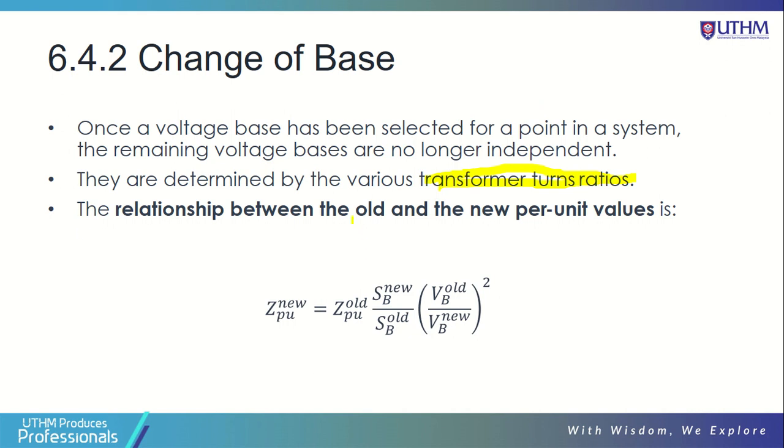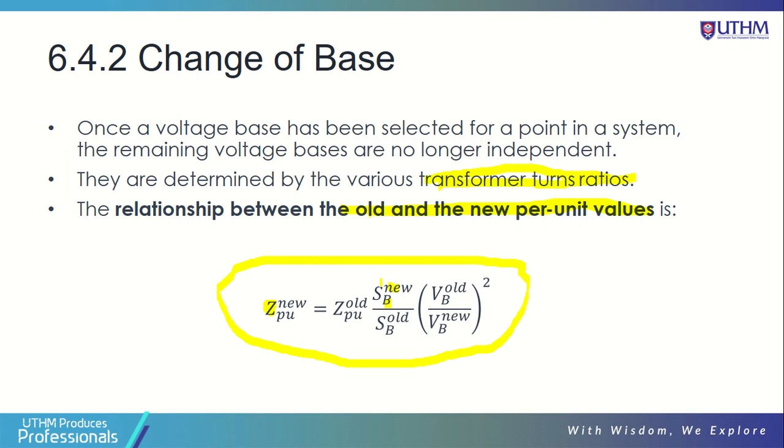What is the relationship between the old and new per unit value? For example, you want to determine the Z per unit new, which equals Z old per unit times S base new divided by S base old times V base old divided by V base new, squared. This is the formula to determine the Z per unit new. We try to convert the per unit value of the equipment according to the common system base. So Z old is provided by the manufacturer or datasheet, S base old is the base of the equipment, and this is the S base new, the system.